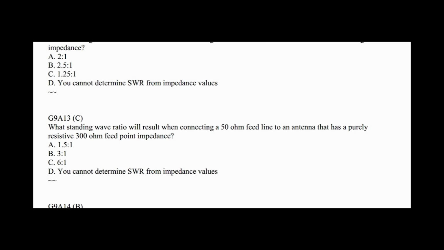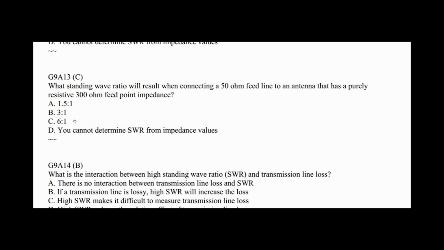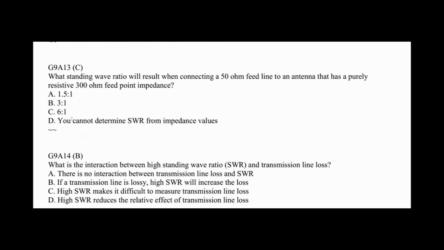G9A13. What standing wave ratio will result when connecting a 50 ohm line to an antenna that has a purely 300 ohm feed point impedance? Okay, so there's 6:1. That's the ratio. Again, it's always some number to 1.